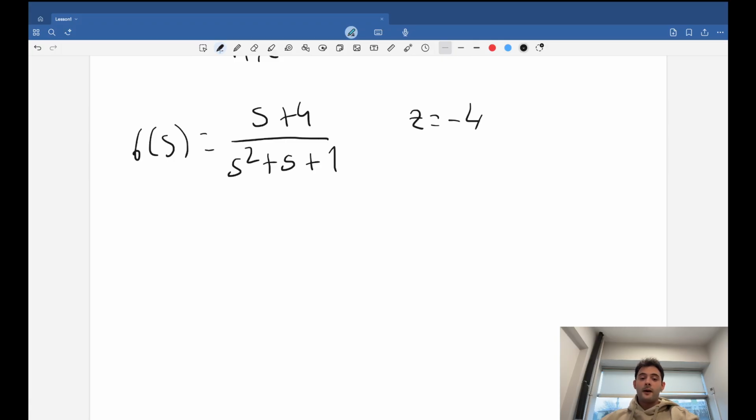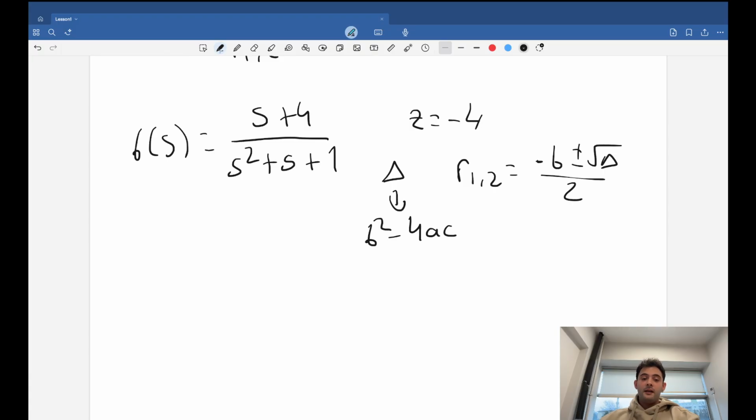Since you all know from high school, there is a thing called the delta, right? If it's a second degree equation, we can find the roots of the corresponding function this way. Let me write it down. The roots, let's say R1 and R2, are minus b plus or minus the square root of delta over 2a. And delta is b squared minus 4ac. Here a is 1, b is 1, and c is 1.